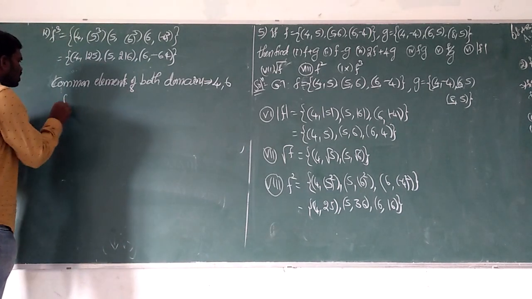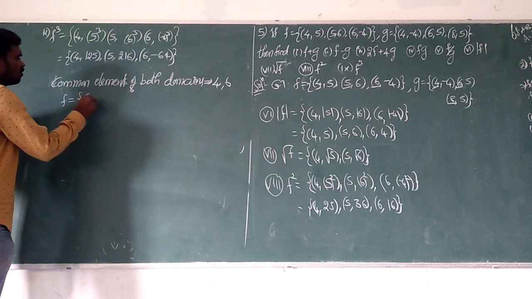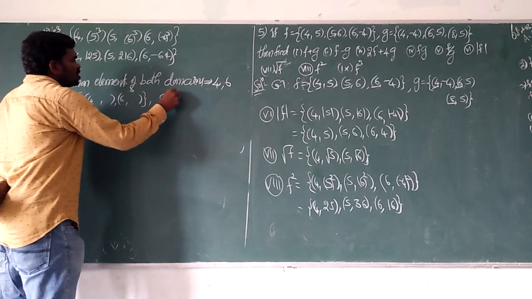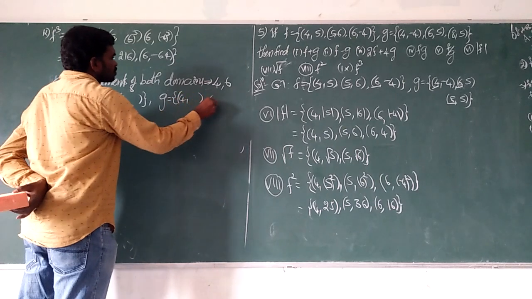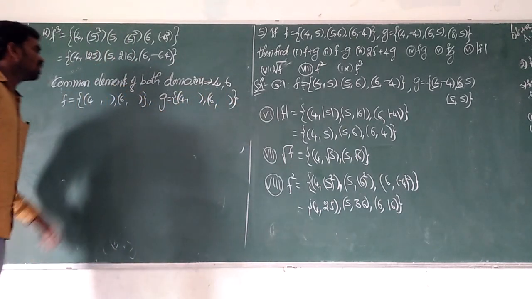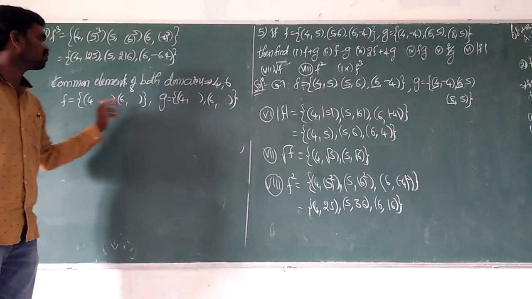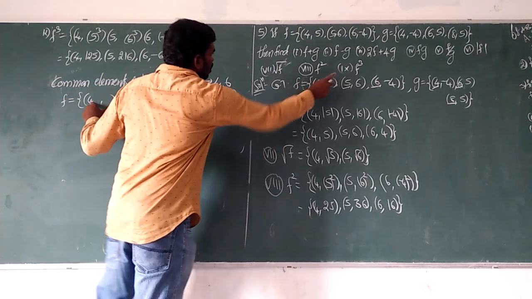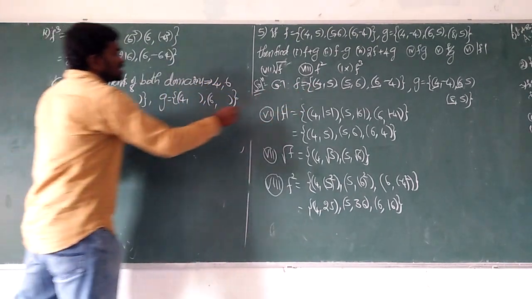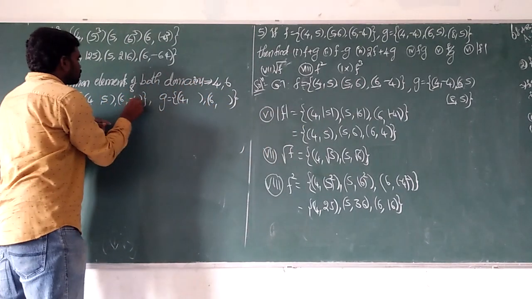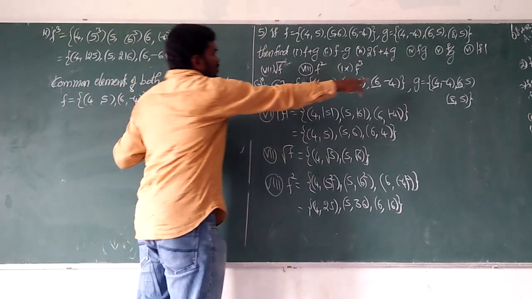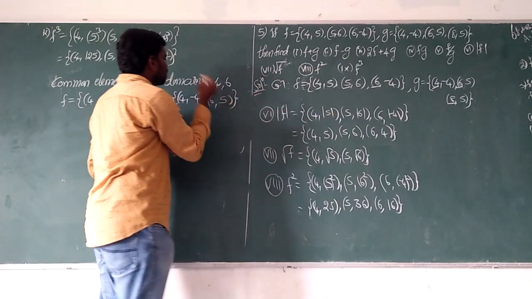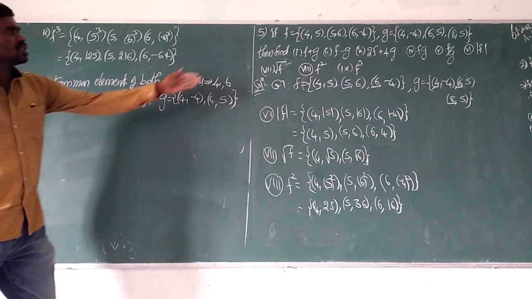So what are the functions of common elements? 4 comma, 6 comma. And in function g, here the function is reduced. Only for 4 and 6 should we write, because those are the only common elements in the domains. For 4, what is the image in f? 5. For 6, what is the image? Minus 4. And in g, for 4, what is the image? Minus 4. For 6, what is the image? 5. Now see one by one.